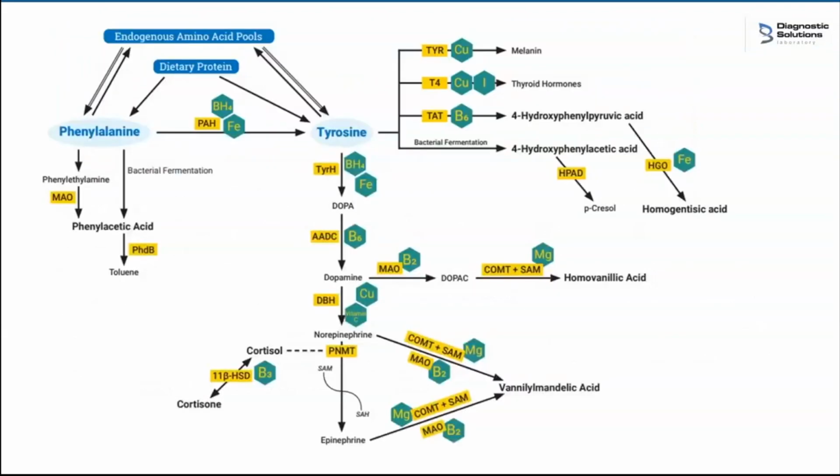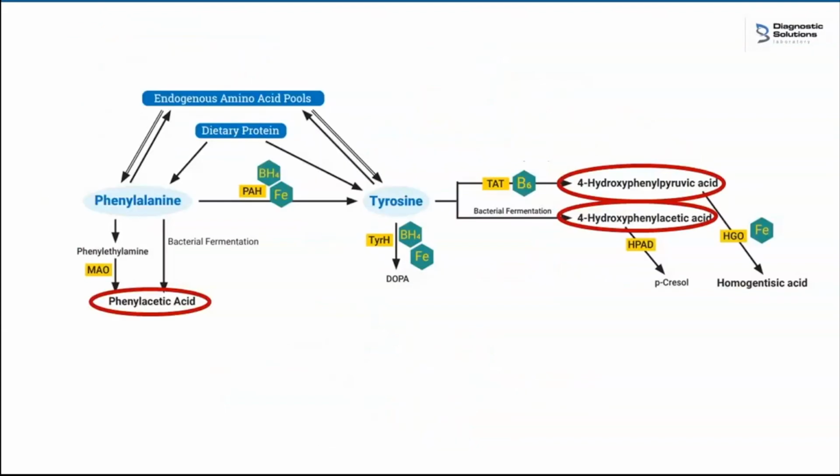So this is an overview of phenylalanine and tyrosine breakdown and all the things that it does. It can make melanin and thyroid hormones. It has 4-hydroxyphenylpyruvic acid, homogentisic acid, DOPA, dopamine, norepinephrine, epinephrine. So it has all these things it can do. But let's concentrate on this upper part.